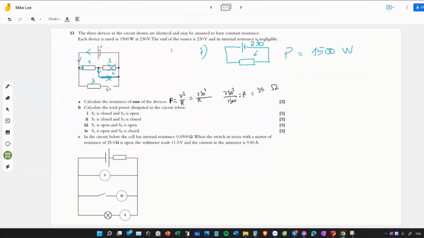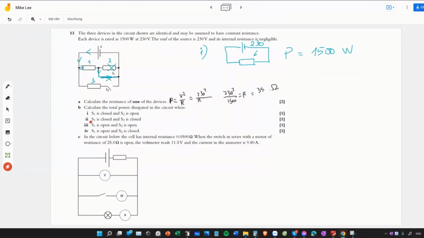You can summarize: the circuit involves only one resistor, and the voltage applied to that resistor is exactly equal to the EMF of the battery, which is exactly the same as the working voltage, and therefore it results in this power.